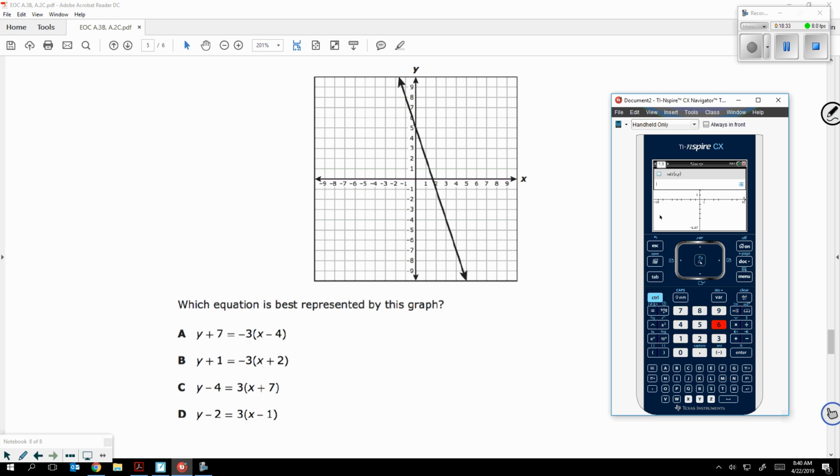If we look at A, we have y plus 7 equals negative 3 times the quantity x minus 4. Does that look like my graph? Yes. Okay, so A is my answer. I'm really just looking at what it looks like. Do they look similar?